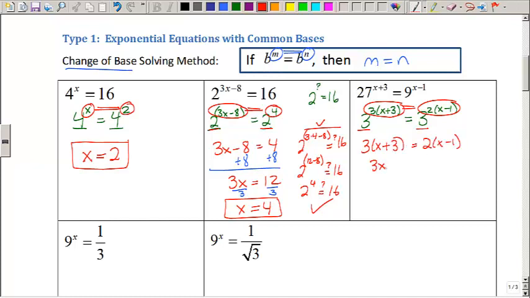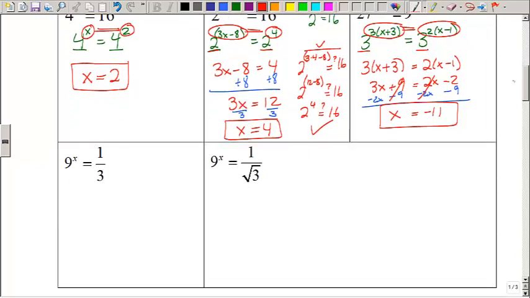And then I can distribute and solve my linear equation. I'm going to subtract 9. I'm also going to subtract 2x at the same time to get x is equal to negative 11. You're welcome to check your work. I'm not going to on this particular problem, but you're welcome to go back and check your work on any of the problems.